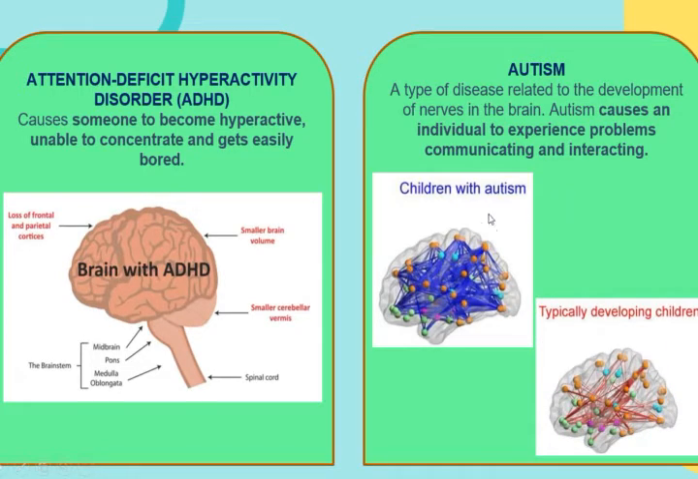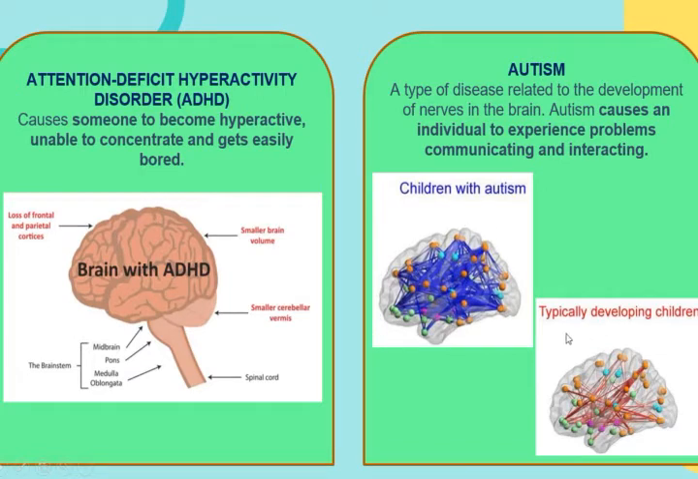Autism is a type of disease related to the development of nerves in the brain. Autism causes an individual to experience problems in communicating and interacting, because of the development of the nerves in the brain. So this is referred to the brain of children with autism, showing the nerve communication in the brain.